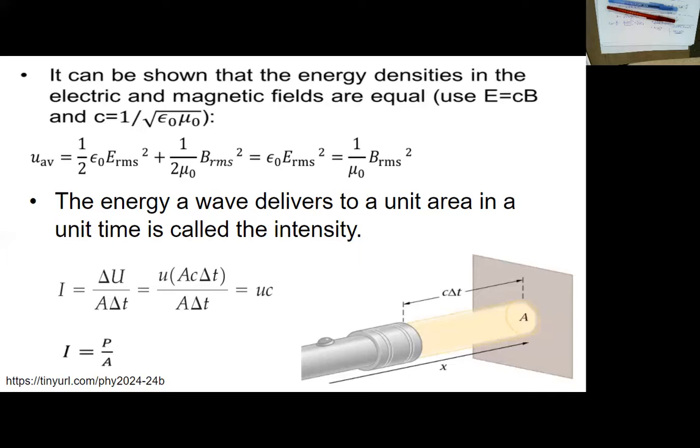And intensity can also be defined as power divided by area, so you can relate those two together. The intensity I equals U times c. The c is the speed of light. So if you see the letter c, that means the speed of light in this case.